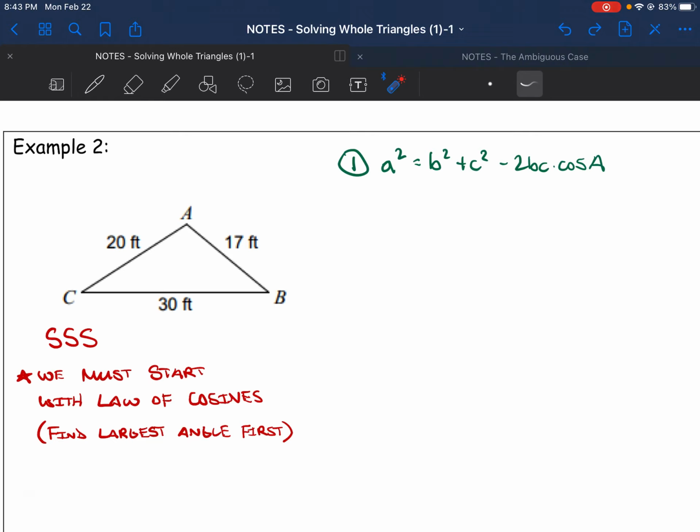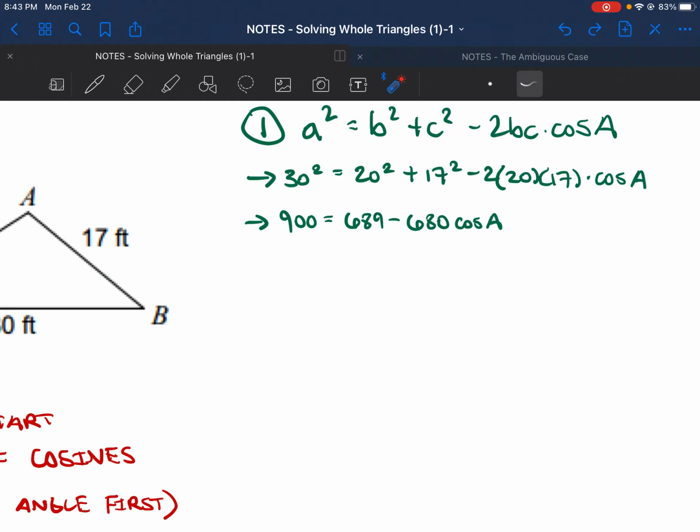Again, we're doing this because we're looking for angle A, and this is the only law of cosines equation that is going to have angle A in it. Plugging in the pieces, we know A is 30, B is 20, C is 17. Do a little simplifying here, so we can see that 30 squared is 900, 20 squared plus 17 squared is 689, and negative 2 times 20 times 17 is negative 680.